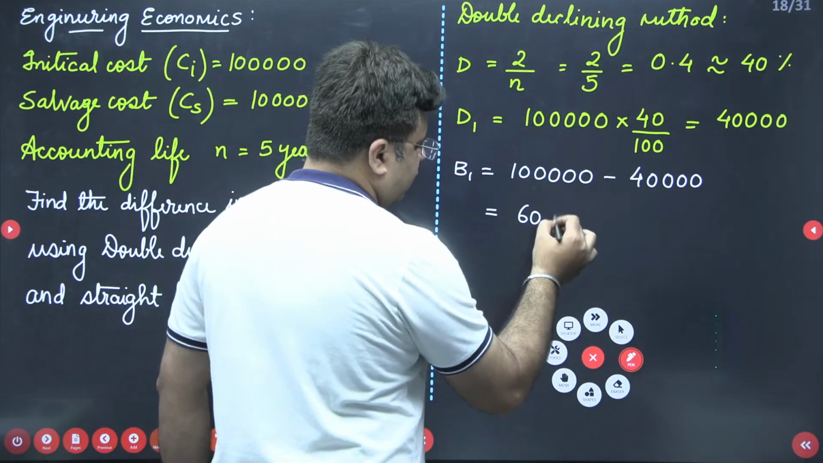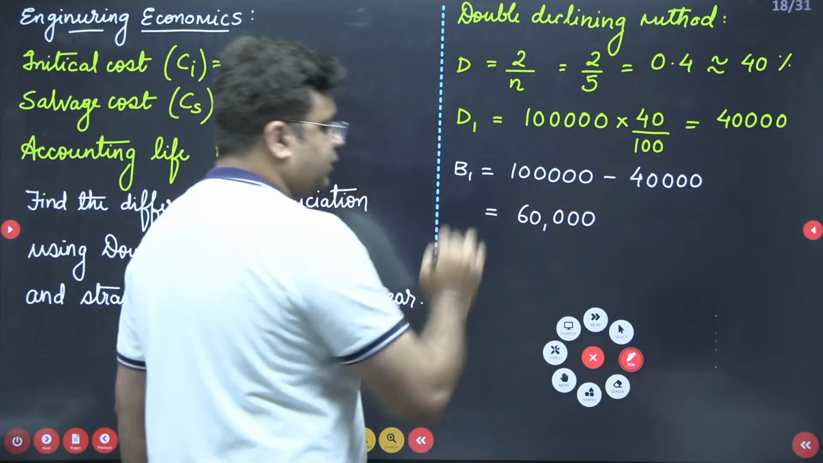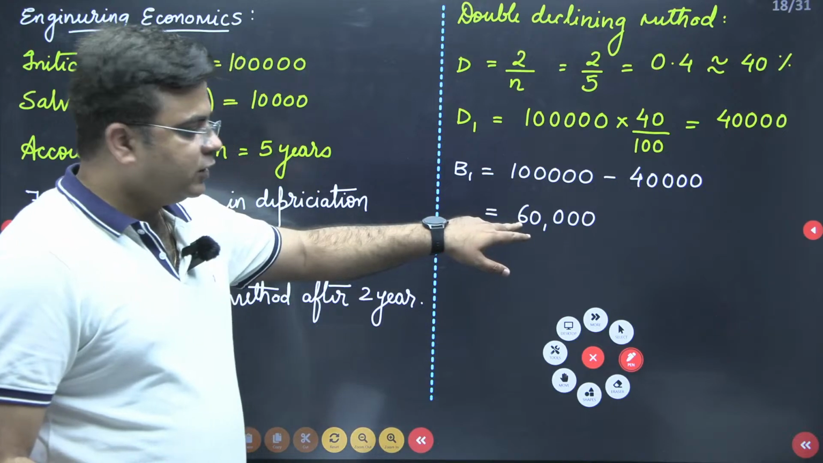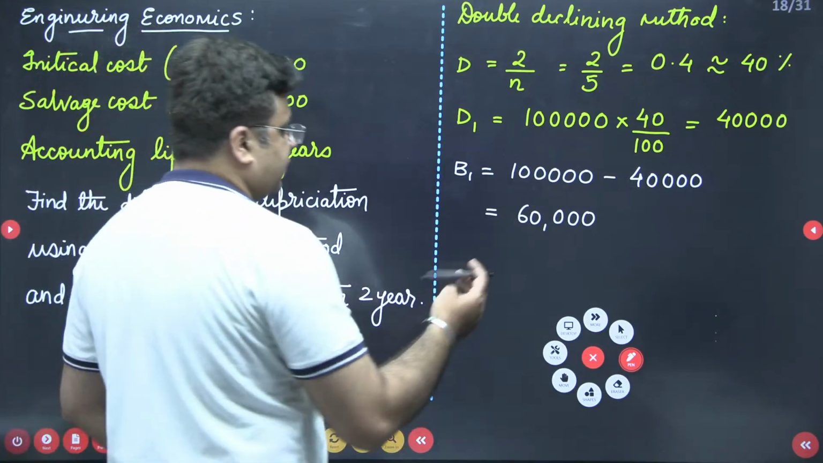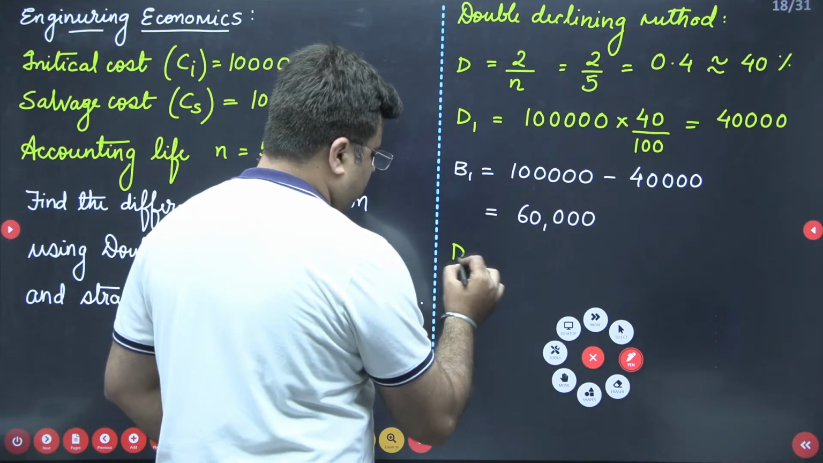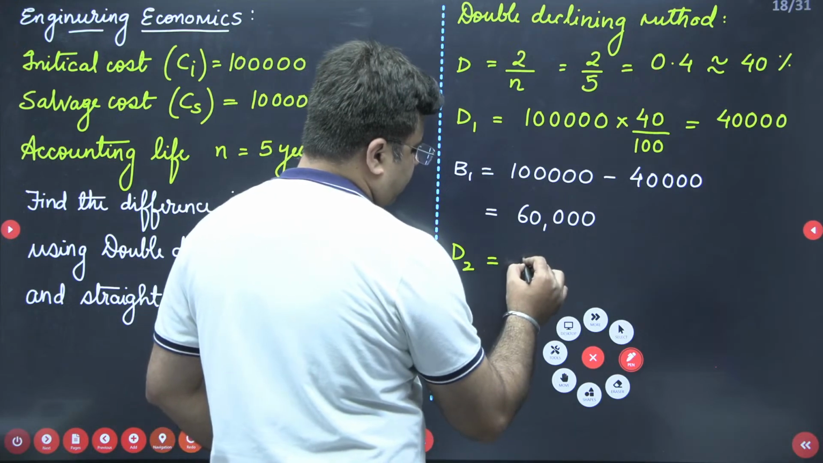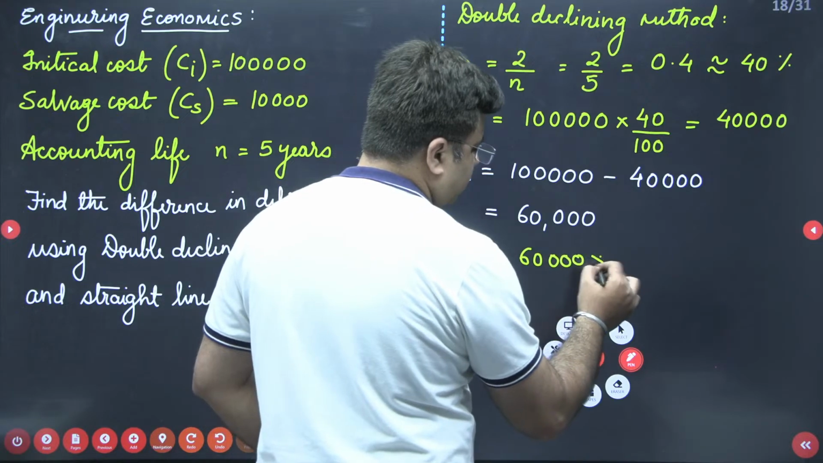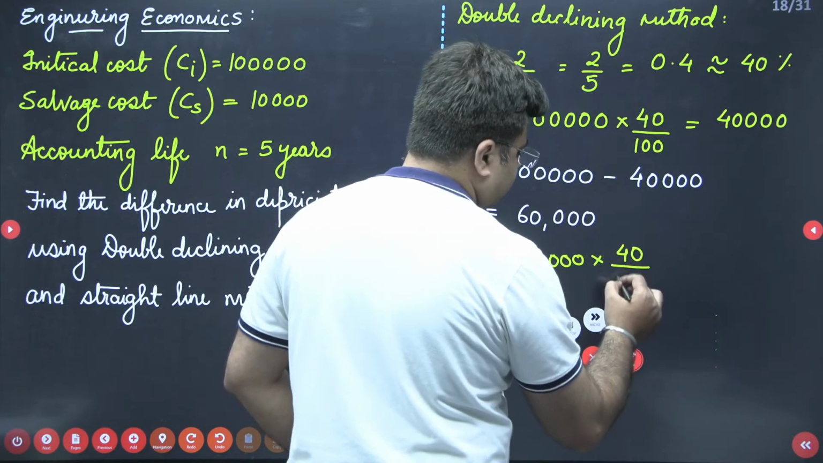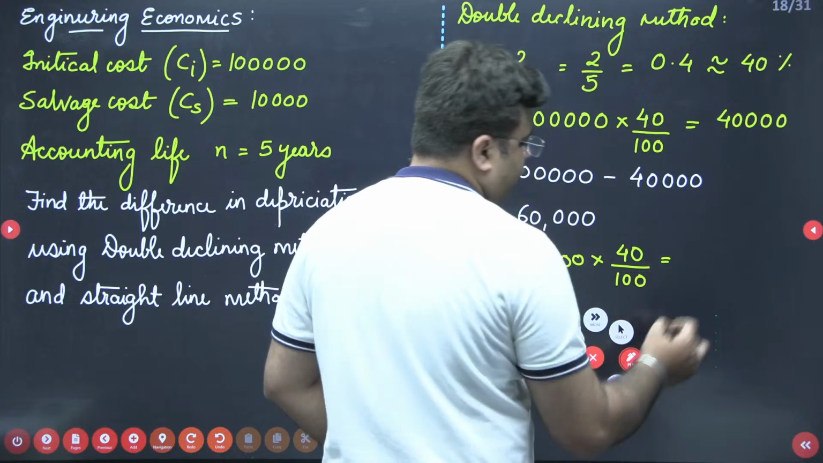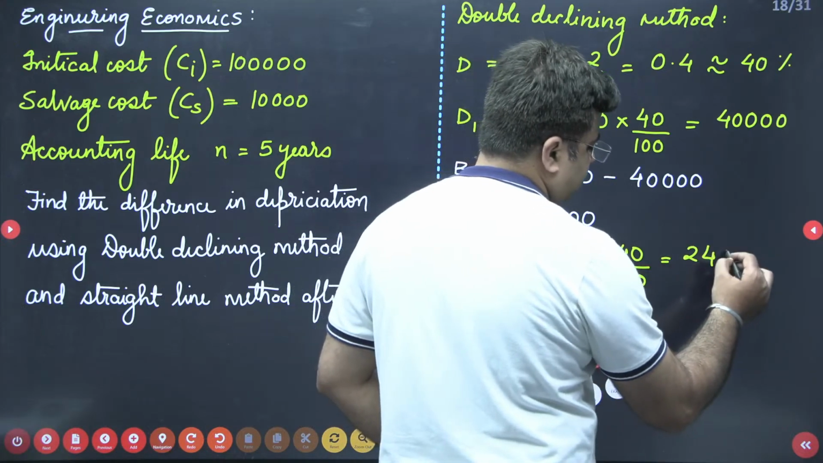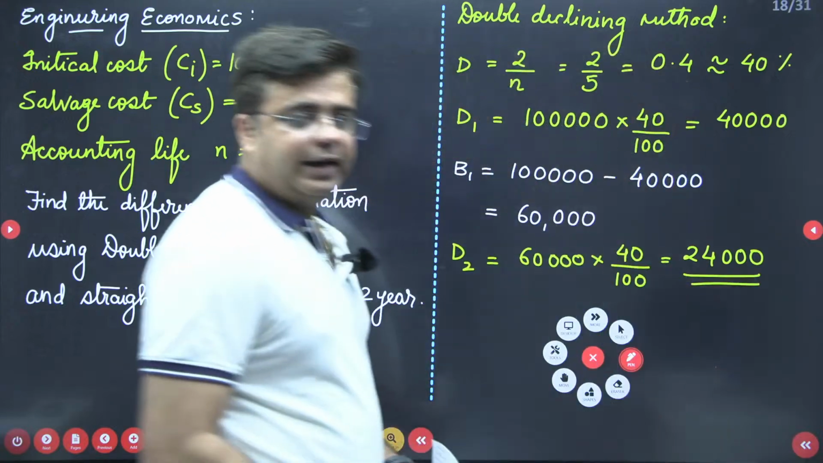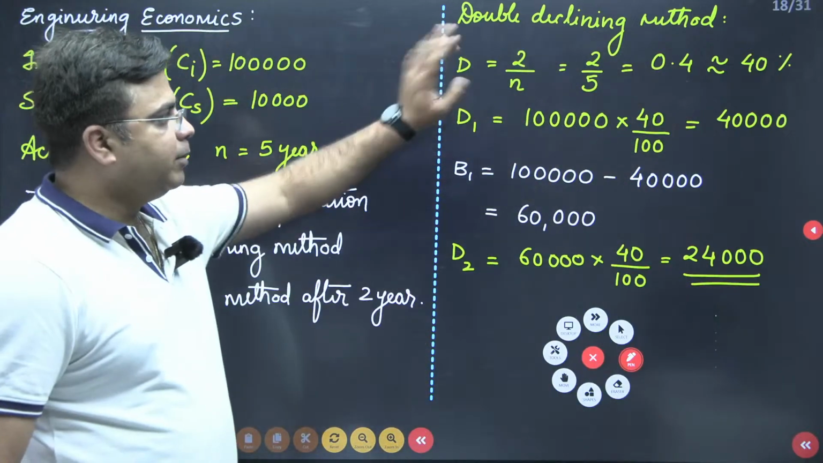Okay. Now the depreciation will be calculated for the next year over this book value of 60,000. So depreciation for next year, D2, is equal to 40% of 60,000. So 60,000 into 40 by 100. So this is equal to 24,000. So this is your depreciation amount after your second year, and this is through the double declining method.